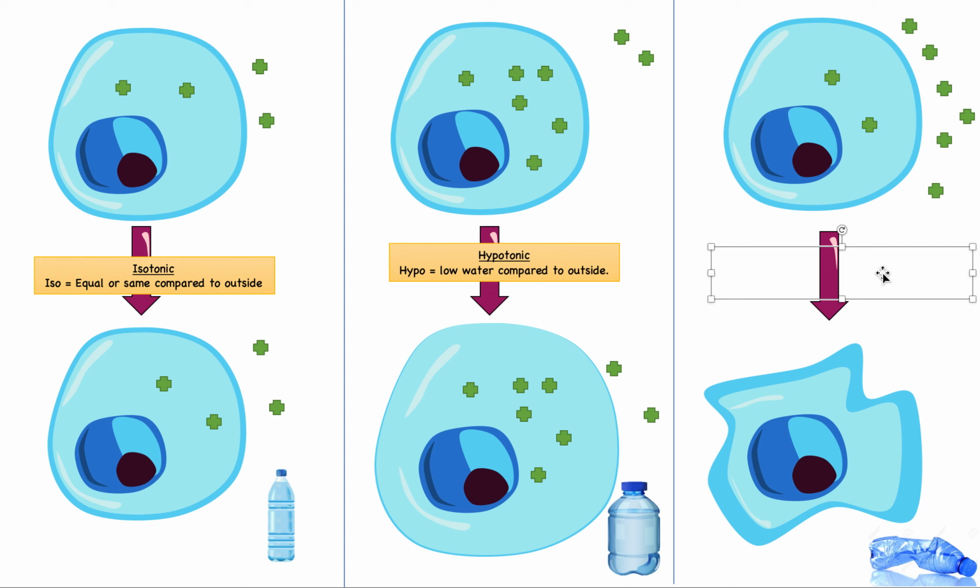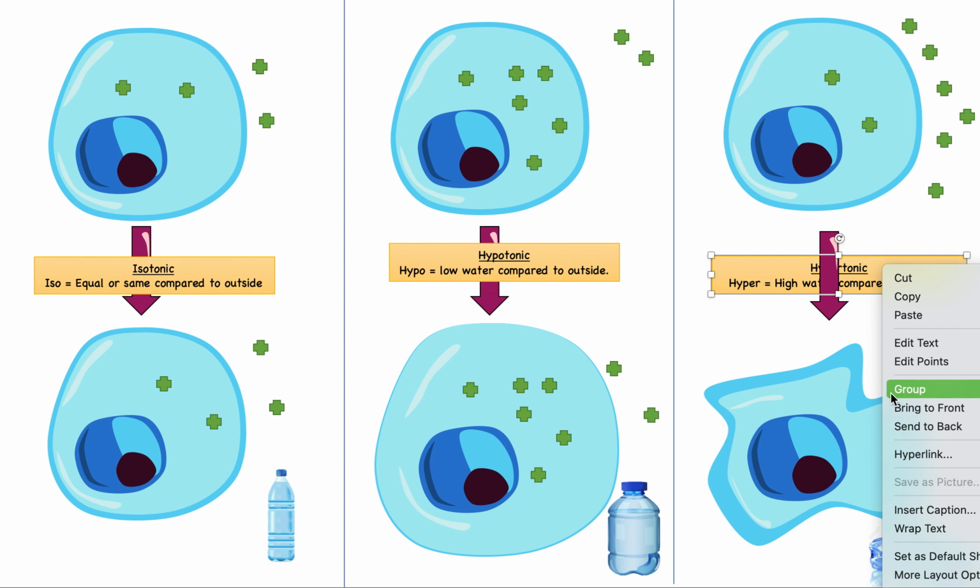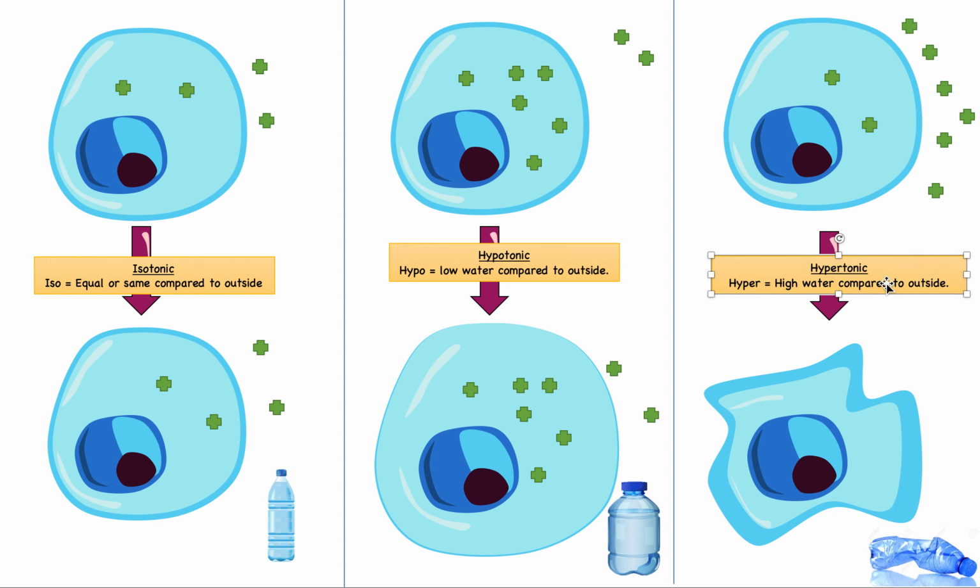Now, what do we call this kind of cell? We call this kind of process here that this cell was hypertonic. There was a lot of water pressure inside here, not a lot of solutes. So in a hypertonic cell, the water will leave. There's too much water in here compared to the outside. So these are three very key words you need to know.